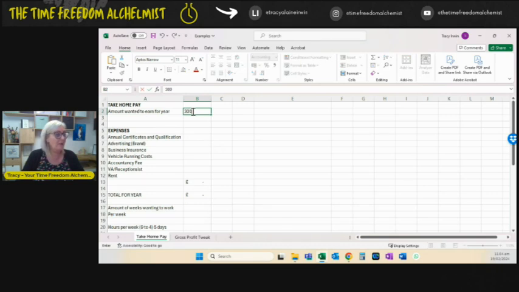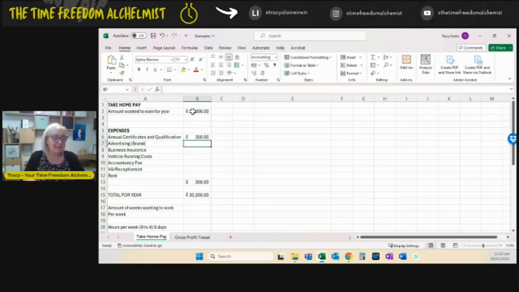So if we put 30,000 in there, and as I said, the expenses are things that, whether you have no clients or 100 clients, are exactly the same amount of money. So if you've got qualifications to maintain, that would be an expense to the company. So let's put those in at 350.